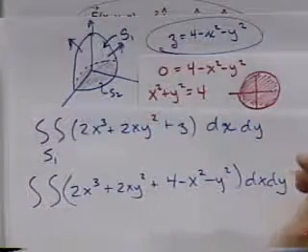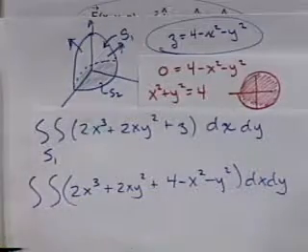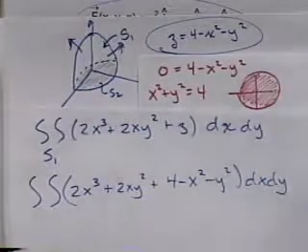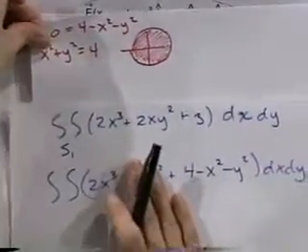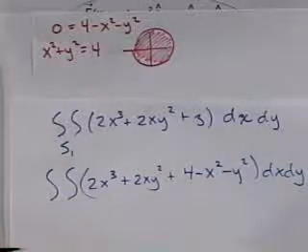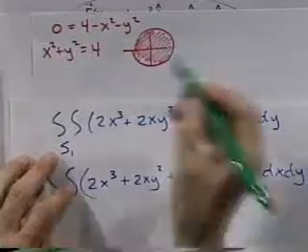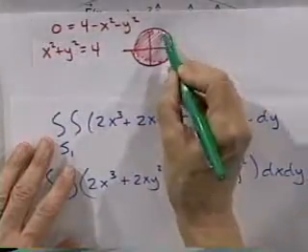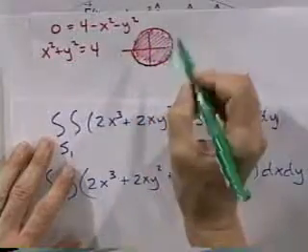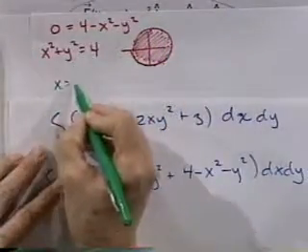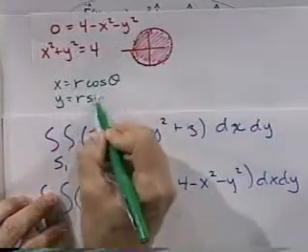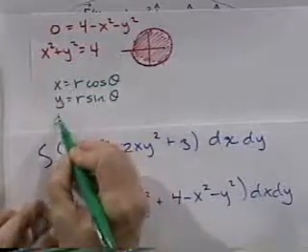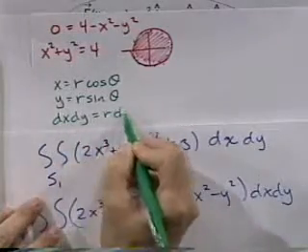And when your region is circular, we've done this hundreds of times, we're going to use polars. So how are we going to do our polars over that region? Am I going to let x be 2 cosine theta or r cosine theta? If I let x be 2 cosine theta, I'm just getting points along the edge. I want to get points on the inside too, so I'm going to let x be r cosine theta, y be r sine theta, and dx dy be r dr d theta.